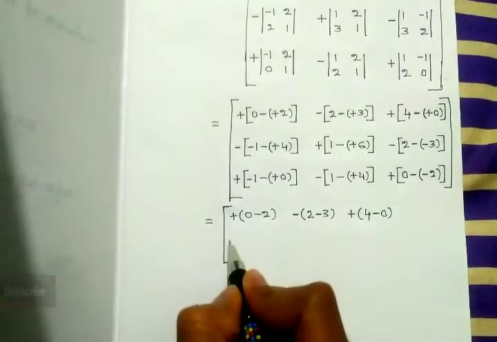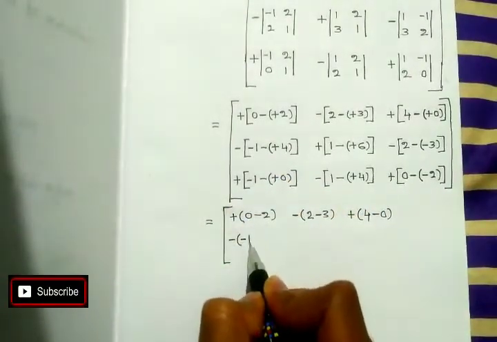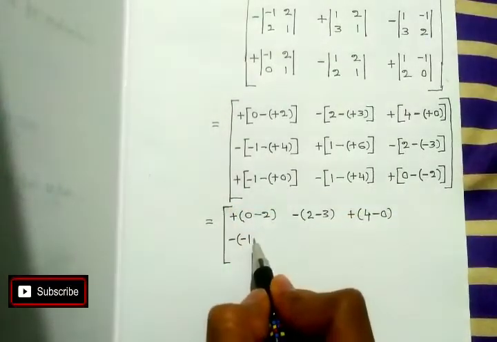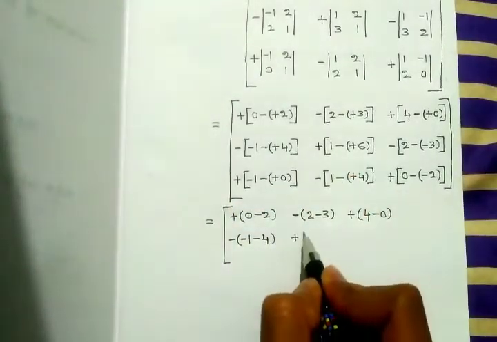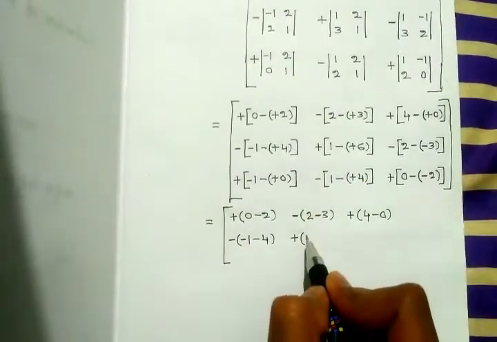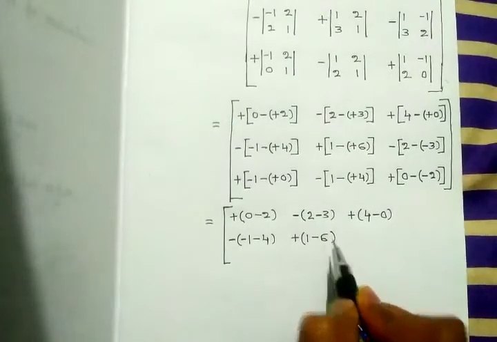Next, outside negative sign, keep it as it is. Next, minus 1 also keep it as it is. Minus into plus is minus 4. Next, plus sign again keep it as it is. 1 also keep it as it is. Minus into plus is minus 6.